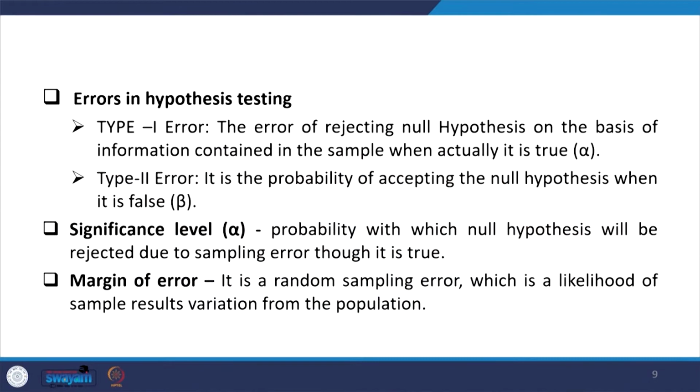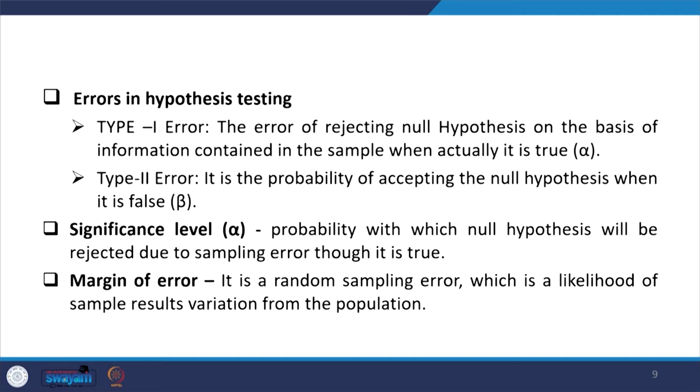So, the significance level is denoted by alpha, that is the probability with which the null hypothesis will be rejected due to sampling error, though it is true. That is called alpha error or significance level.